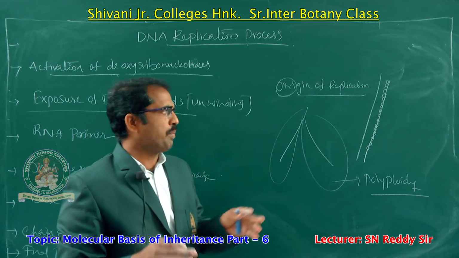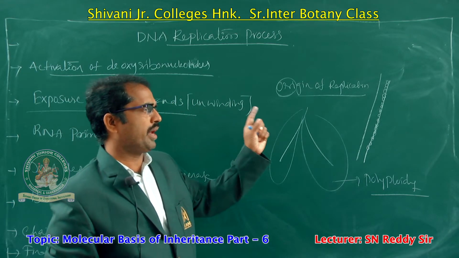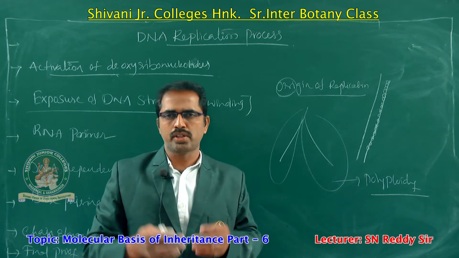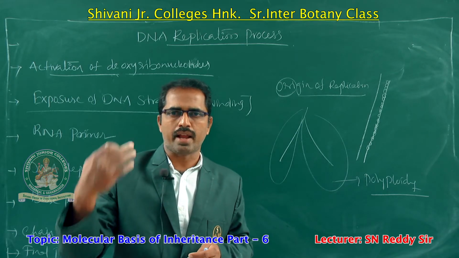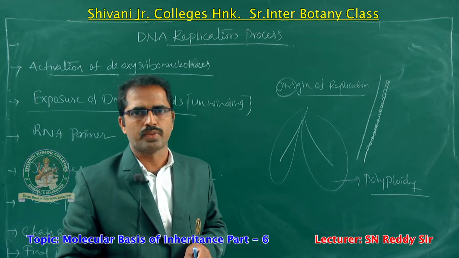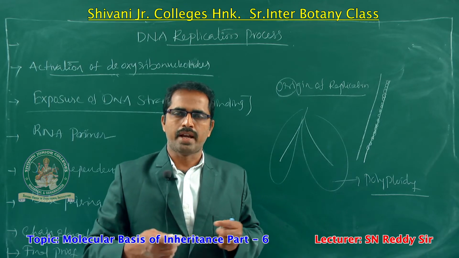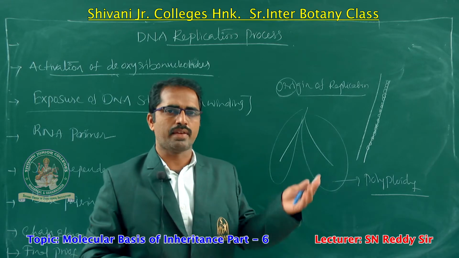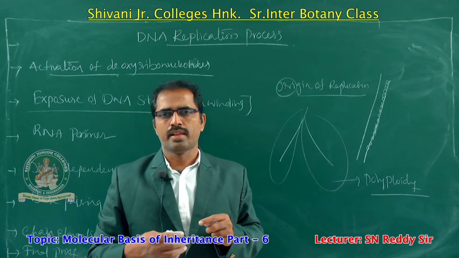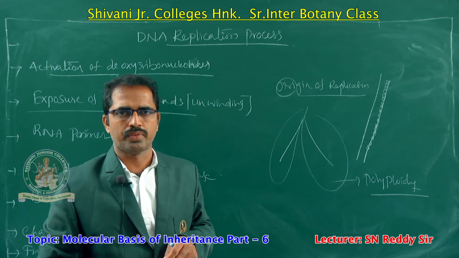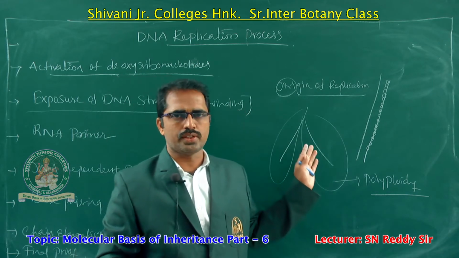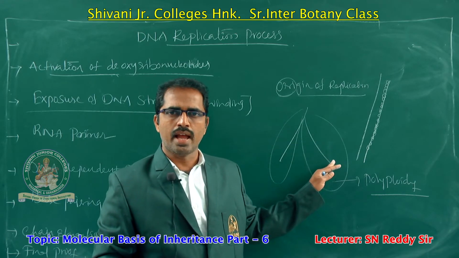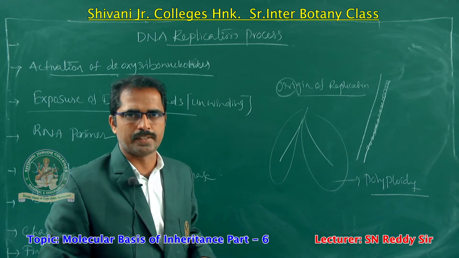Okay. This replication process is a highly accurate process, a highly expensive process. High energy will be required for this replication mechanism. Without any mistakes, the DNA replication will be continued. If there is an error in DNA replication, that is a mutation, I think. So that's why it is a highly accurate process, a high energy expensive process.